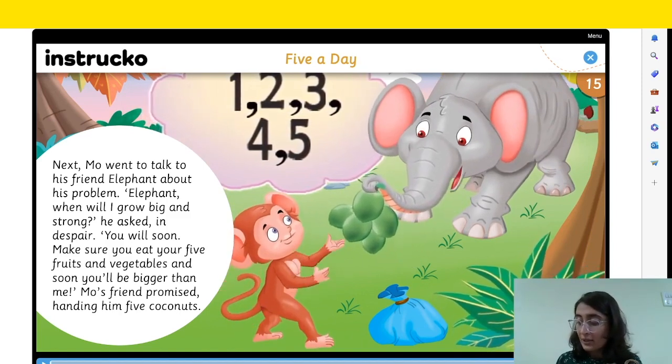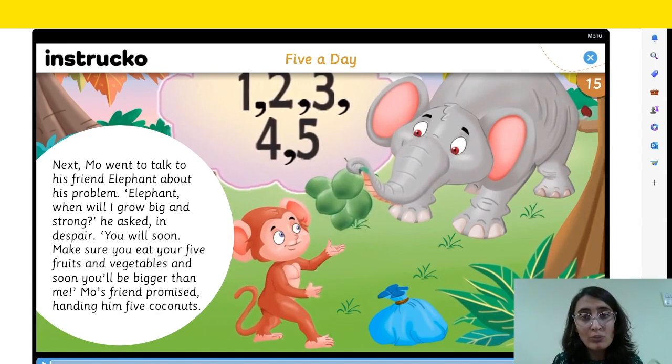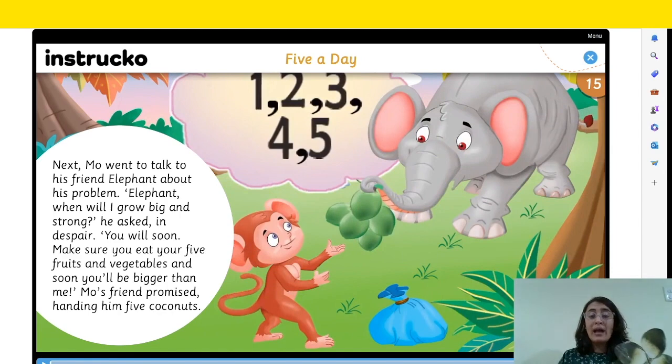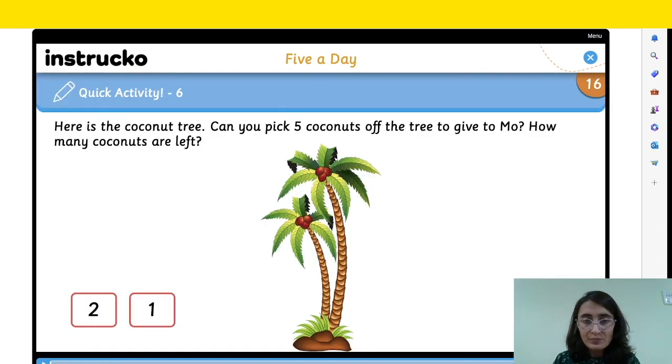So now what did Mo's friend Elephant give to Mo? He gave Mo 5 coconuts, okay, and told Mo that if he has 5 fruits and vegetables per day, he will grow bigger and stronger than his friend also, okay. So now see, here is the coconut tree. Can you pick 5 coconuts off the tree to give to Mo? Okay, again we have to do the same thing. See, there are coconuts here now. We have to give 5 coconuts to Mo, and then we have to count how many coconuts are left. Okay, so first let's count the 5 coconuts that we have to give to Mo.